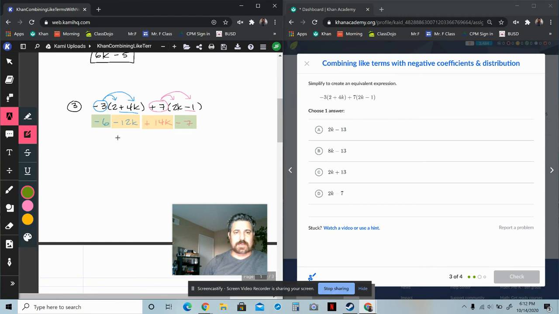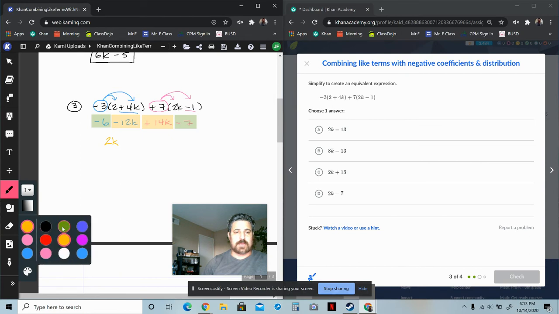So now we can just combine things. So this is going to be a negative 12k plus 14k. Who's going to win? Positive, by how much? 2k. So we know the answer there is 2k. So I'm going to just rewrite that with a yellow, 2k. And then you've got negative 6, and we're adding that to negative 7. Well, that's going to get more negative. How negative does it get? Negative 13. Okay, so ultimately the answer here is just 2k minus 13.